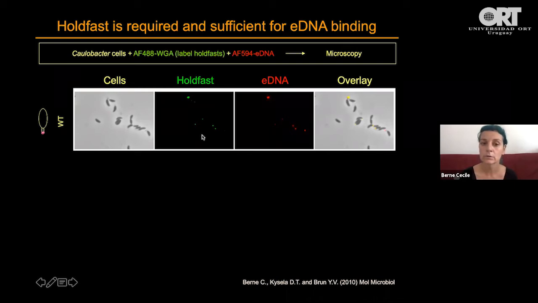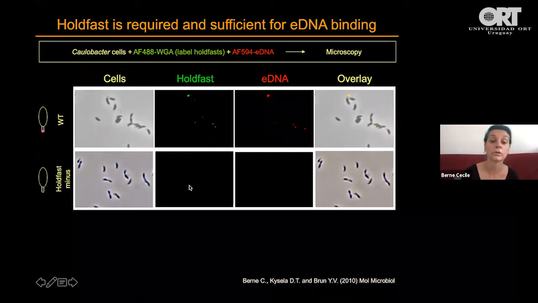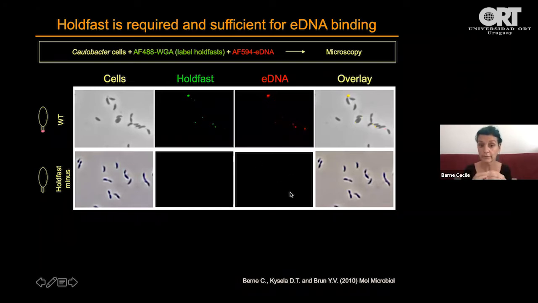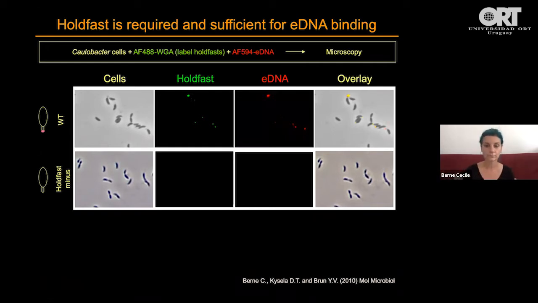We can also label extracellular DNA using another color, here red. And if we overlap, you can clearly see that both holdfast and eDNA overlap. So there is a good chance that eDNA will actually bind to holdfast. If you do the same thing in our holdfast minus mutant, of course you don't see holdfast, but more importantly, you don't see any localization of eDNA, meaning that eDNA is indeed binding to holdfast and not anywhere else in the cells.